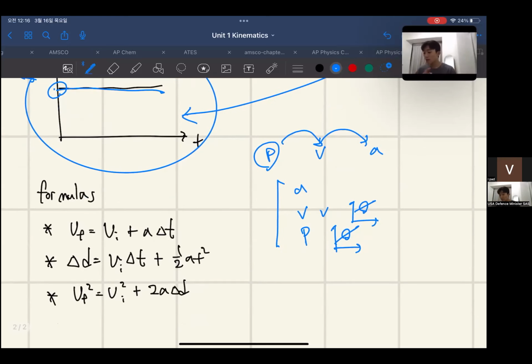Again, if you have P, V, and A, then the slope of the inferior variable would be the value of the superior variable. So the slope of position would be the velocity, and the slope of velocity would be the acceleration. You can also go the other way. If you draw an AT graph, then the area under the graph is V. And if you draw a VT graph, then again, the area under the graph is position.